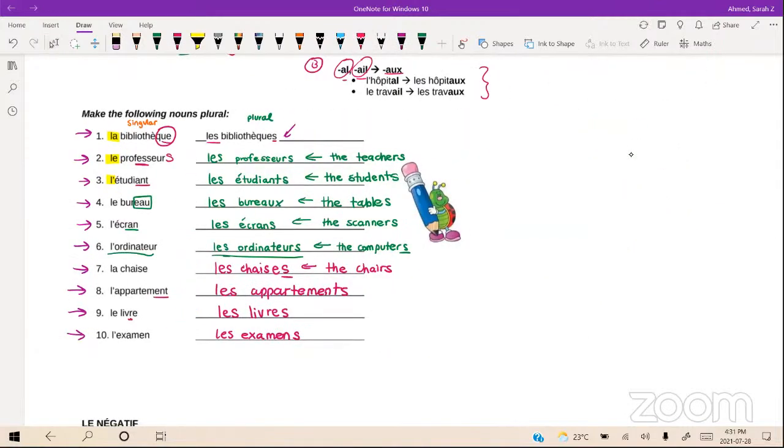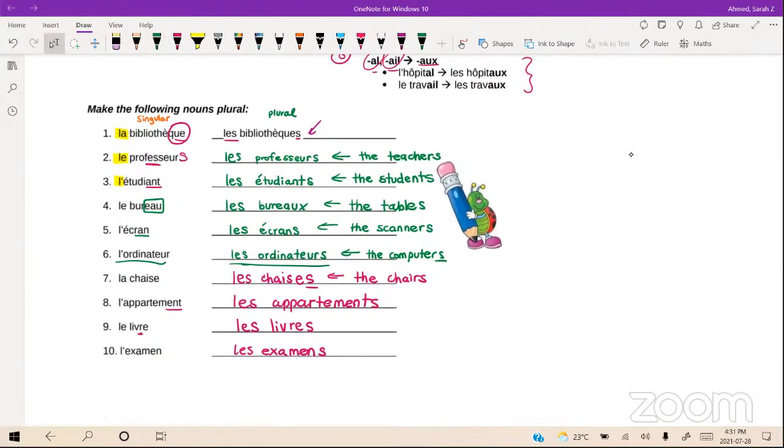Can I take a picture of this? Yeah, you can take a picture now. Est-ce que tu finis? Oui. Okay, perfect. So now we're at halftime.